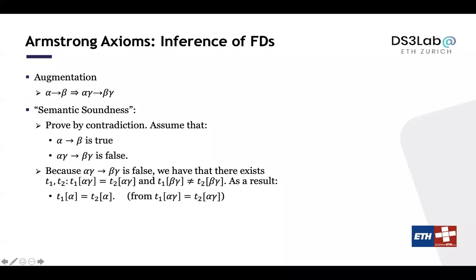So once you find this pair, you will know that T1, T2 will match on alpha, right? Because they match on alpha gamma, they must match on alpha. And because you know there's a functional dependency from alpha to beta, these two tuples must also match on beta. However, that contradicts this condition, right? So essentially, you have the contradiction. So you prove that you cannot have the case where you have alpha to beta, but you do not have alpha gamma to beta gamma. Okay.